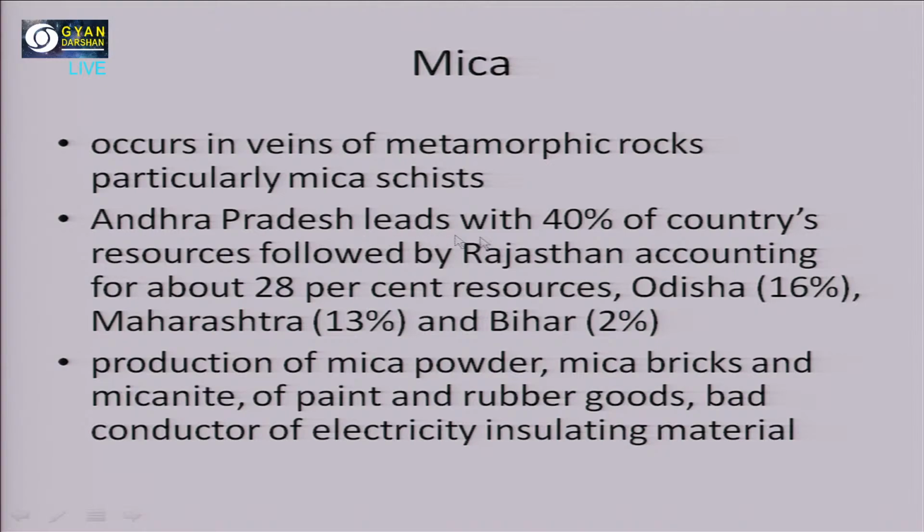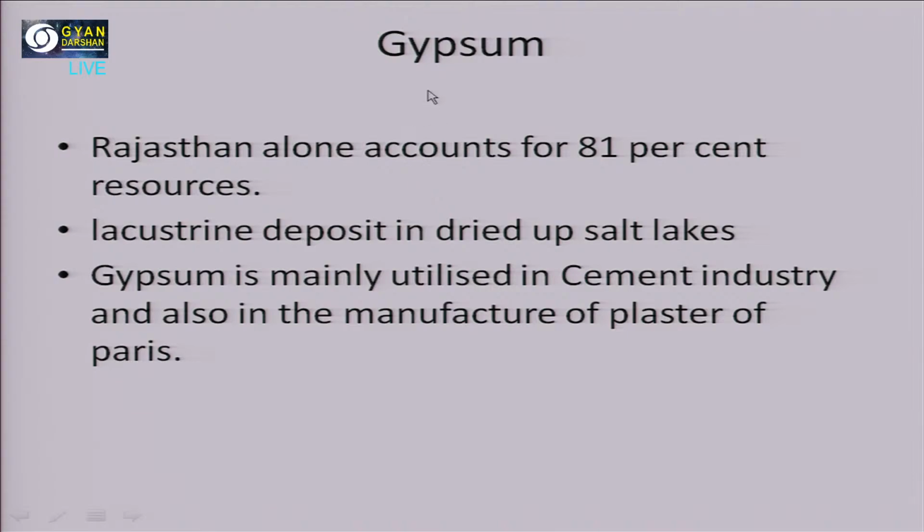And Andhra Pradesh leads with 40% of the country's resources, followed by Rajasthan, accounting for about 28% of resources, Odisha, Maharashtra, and Bihar. Now another important building mineral is gypsum, which is used in the cement industry, and so it is used for building purposes, and also used in the manufacture of plaster of Paris. It is associated with lacustrine deposits, or you can say salt lake deposits of Rajasthan, and Rajasthan alone accounts for 81% of the total resources in India.